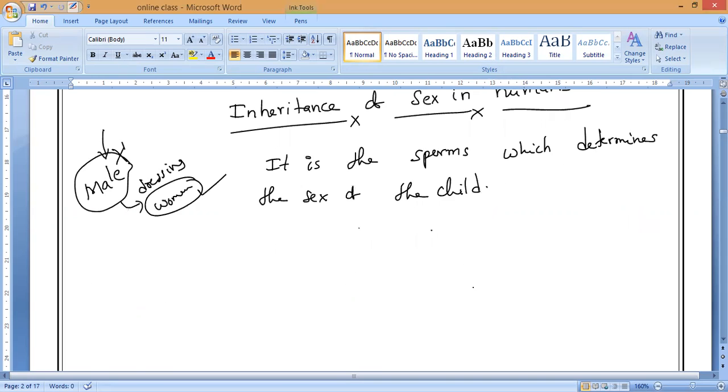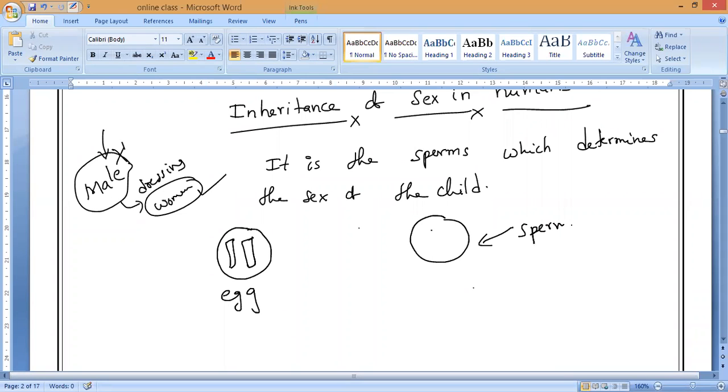I am saying the sperm determines the sex of the child because the egg is containing what, guys? The egg contains only X chromosomes, and this is what we call the egg. But if we take the sperm, the sperm contains either X or Y.